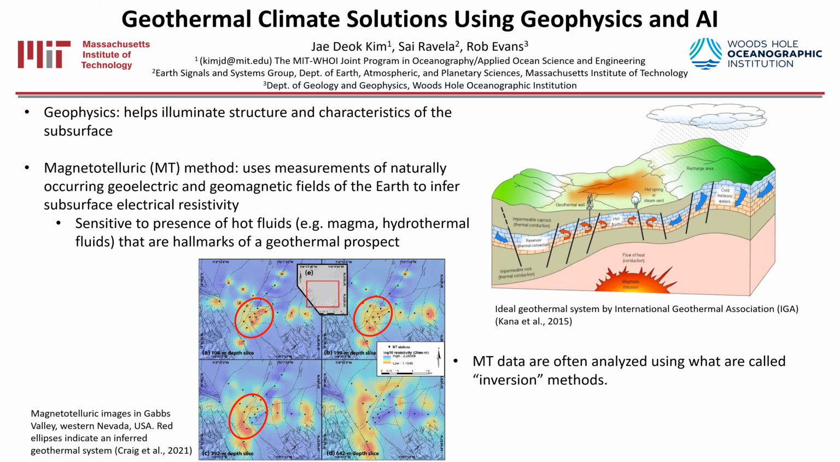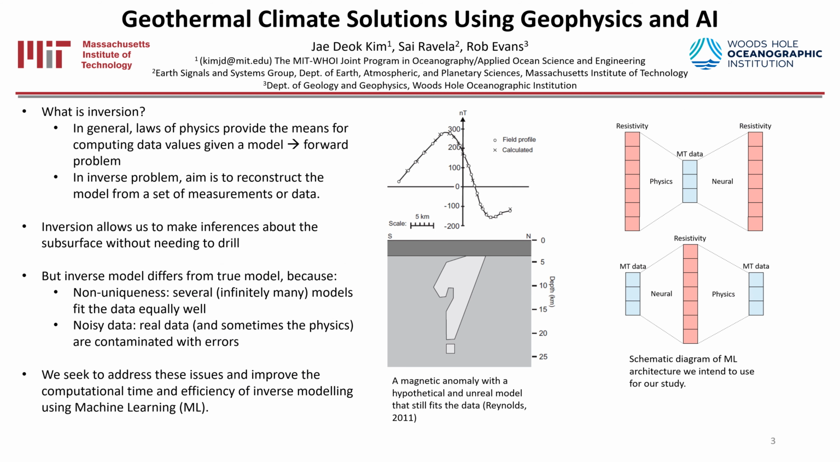Geothermal entails us to look deep into the earth, and for this we have a tool called geophysics, which helps us illuminate the subsurface. The magnetotelluric or MT method is particularly useful for telling us something about the electrical conductivity of the earth, and this is helpful because hot fluids that are associated with geothermal systems are conductive. And to analyze MT data, we usually use what are called inversion methods.